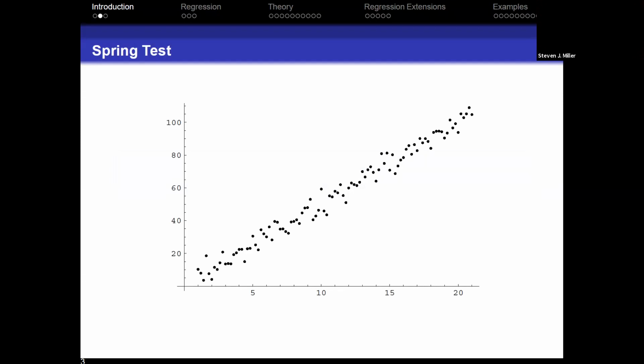We'll see that the word best actually has to be defined, that depending on how you look at things, there will be multiple lines that, with different interpretations, can all be considered the best fit. Now, something on this plot should give you pause, and it's the axes.